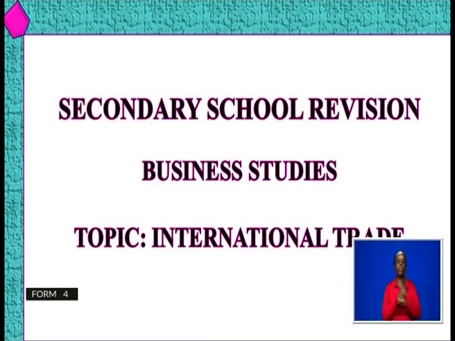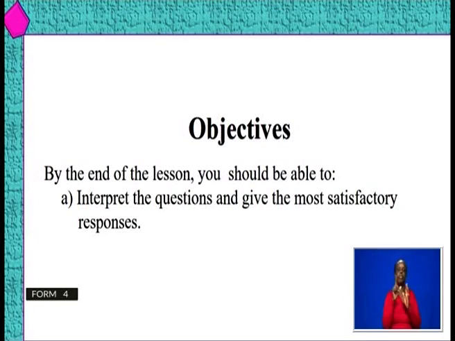Hello learner, my name is Teacher Stephen Kiamba, presenting to you a secondary school revision, and our subject is business studies, and we are going to deal with the topic of international trade. Let's look at the objectives of our lesson today. By the end of the lesson, you should be able to interpret the questions and give the most satisfactory responses.